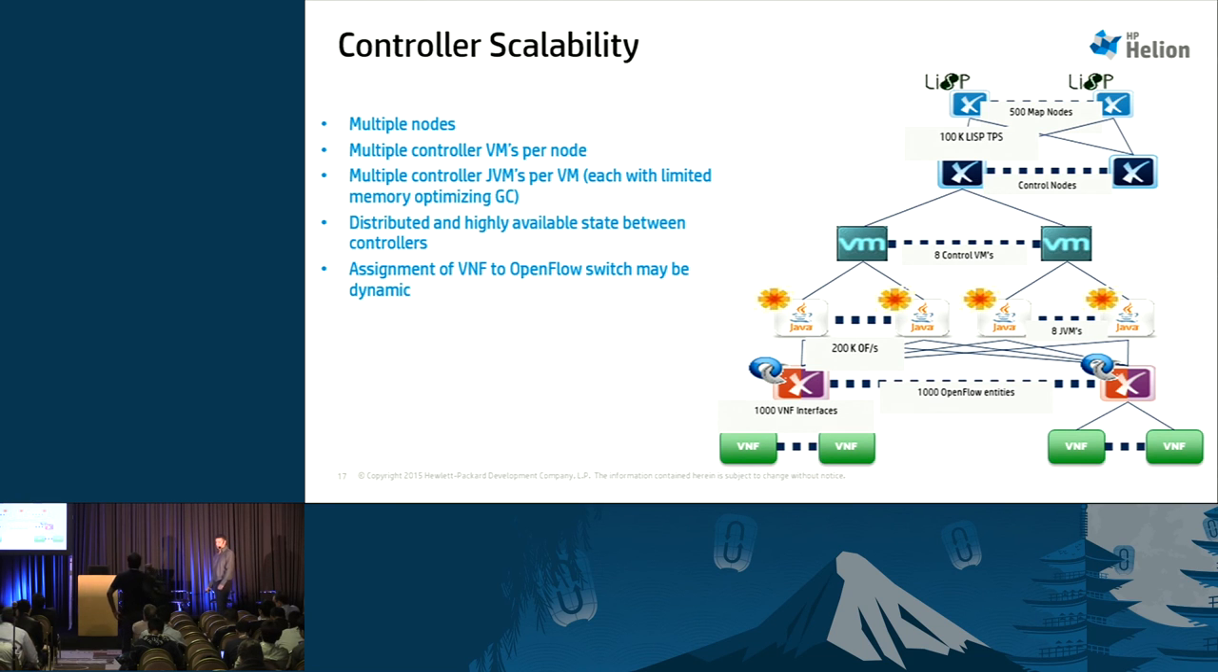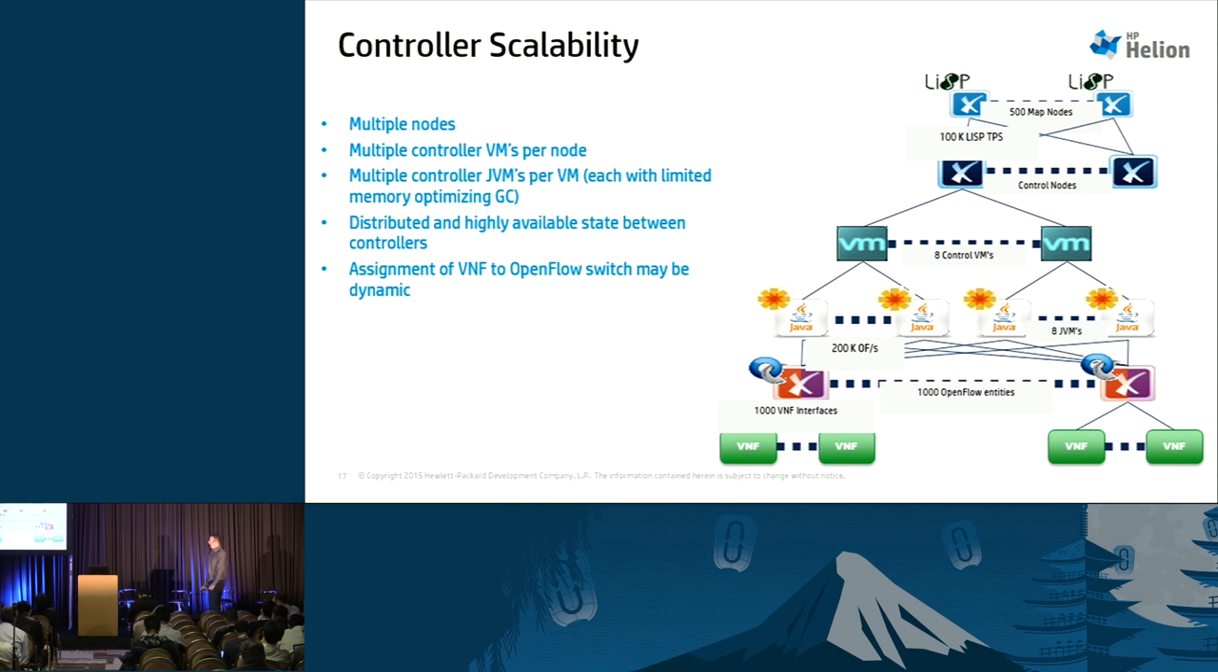This is a distributed solution, so we can introduce several hundreds of context nodes. In each context node, we have, as I showed before, a set of context controls. Since context control is OpenDaylight based and is Java based, we have our own limitations. Java has its own limitations regarding garbage collection and memory footprint. So in the same context control VM, we can have several JVMs running the controller code, each one of them limited to a lower memory footprint, in order to reduce as much as we can the garbage collection effect on the entire system.